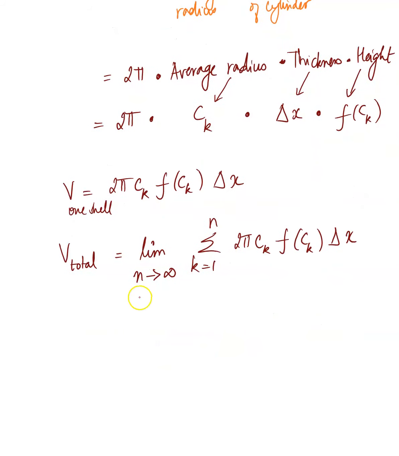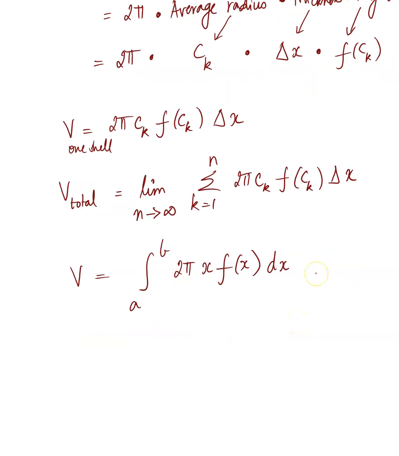And we know that this becomes the integral from a to b, 2 pi x. The ck will be an x, right? Because ck is one particular position of x in the kth interval, but here we are looking at any x, because that's what happens with the limit of the Riemann. The integral takes up the x, and it's f of x, not that particular ck, and delta x becomes dx. Okay, this is with respect to x, but then you know that this will be when revolved around the y-axis.